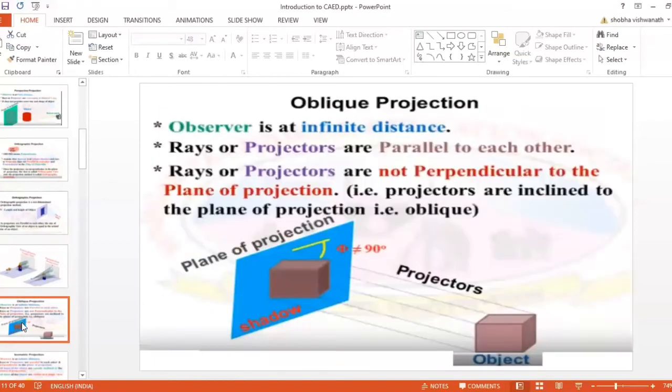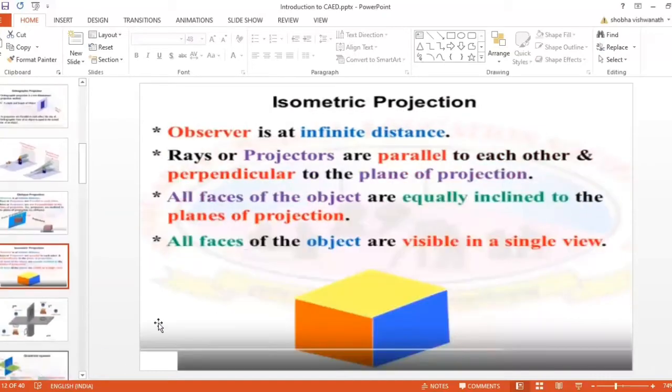Now come to the other type of projection system, oblique projection. The observer is at infinite distance, and the rays or projectors are parallel to each other, but they are not perpendicular to the plane of projection. That is, the projectors are inclined to the plane of projection. That is oblique projection. You can see the object's shadow formed on the plane of projection.